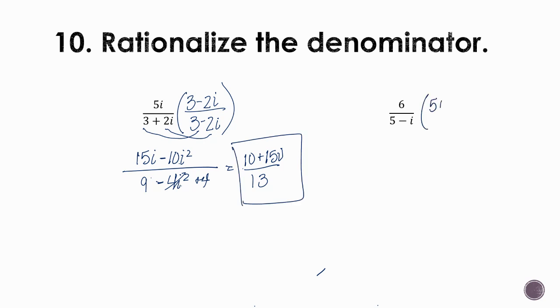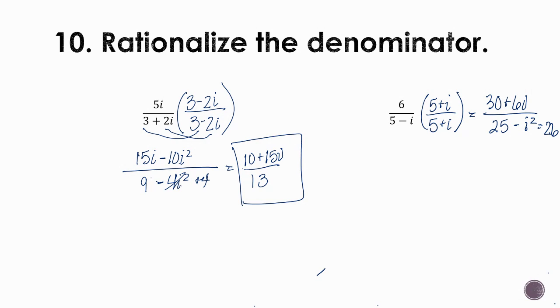Let's rationalize in this next one. We're going to multiply by 5 plus i, and I'm going to do that on both the top and the bottom. So on the top, I get 30 plus 6i. On the bottom, I get 25 minus i squared, which is 25 plus 1, 26. So now I have 30, I have 6i, and I have 26.